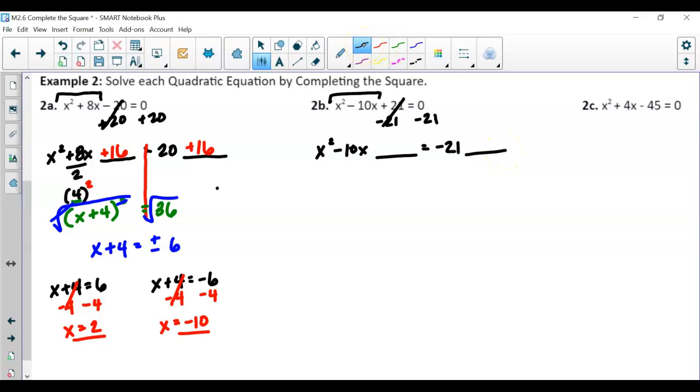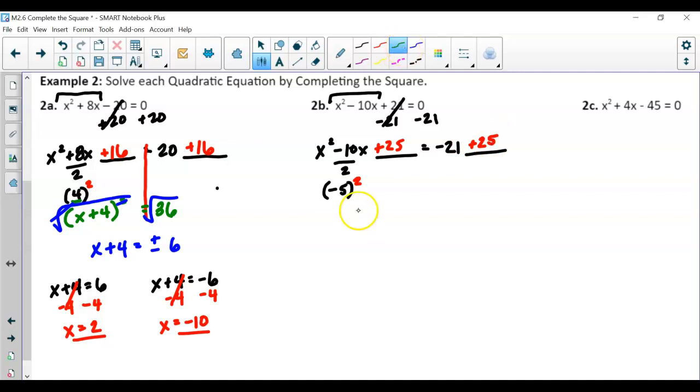So here we go. We're going to half our b term, which is negative 10, which gives us negative 5. So now I've got negative 5 squared. Again, a negative times a negative still gives you a positive, so positive 25. What we add to one side, we add to the other. So 25 is what we're going to add to complete the square.